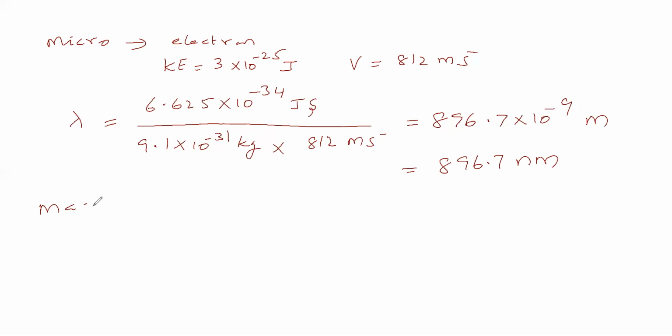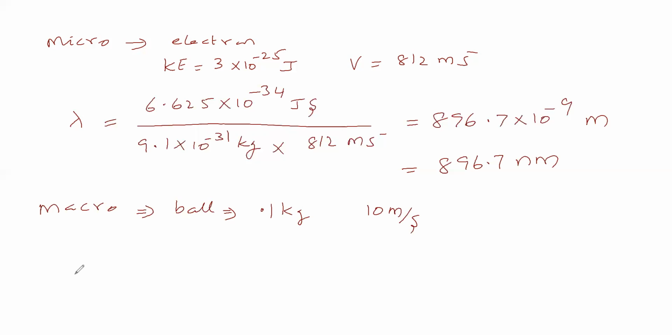Now we will take a macro body. What is the example we will take? Suppose one ball, a cricket ball. For that, the mass is 0.1 kilogram. That ball is moving with a velocity of 10 meter per second. Now we will find the wavelength of this macro body, that is, the ball.